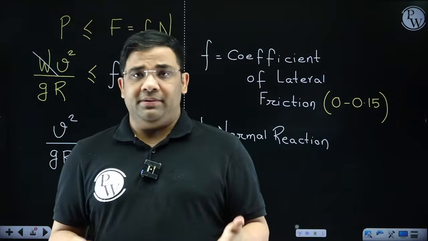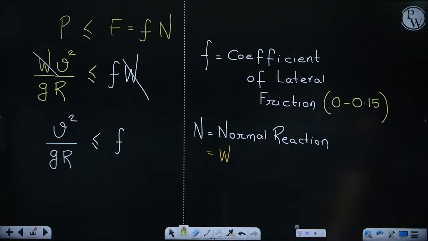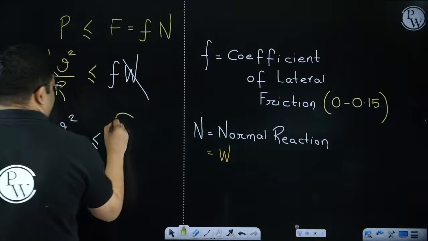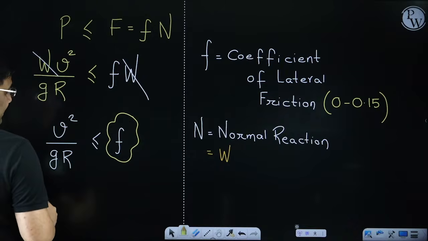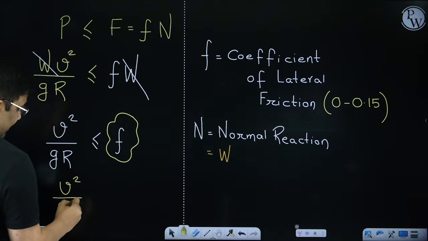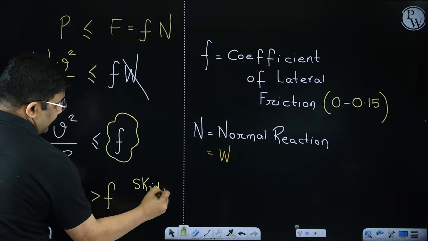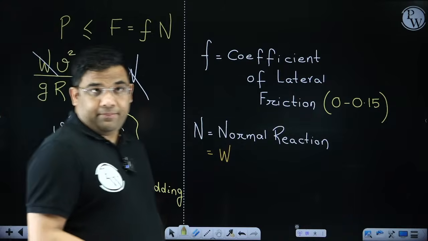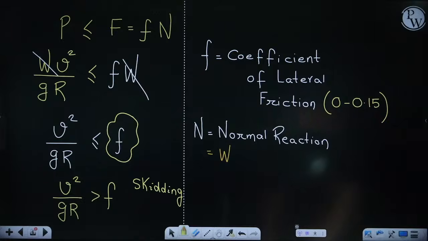There might be some reasons. There might be rain, there might be some sand particles, or the tire might not be properly designed. There are many factors due to which this friction might not get developed. So if this friction is not getting developed, or the friction is less, what will happen? Then V square by GR will become more than F, and this will lead to skidding. If friction doesn't develop or is very less, your V square by GR will be greater than F, and that will lead to skidding.